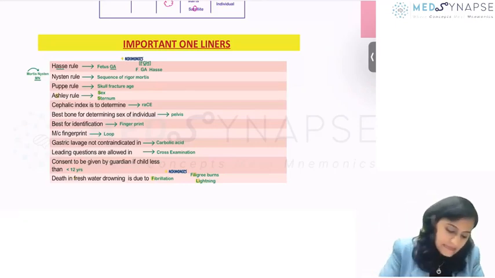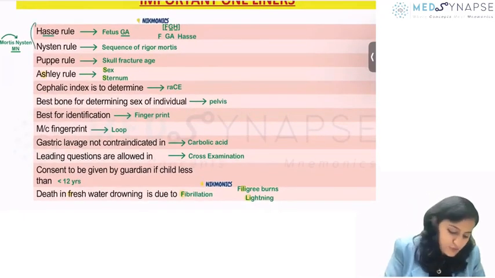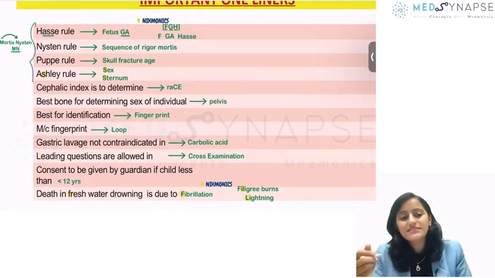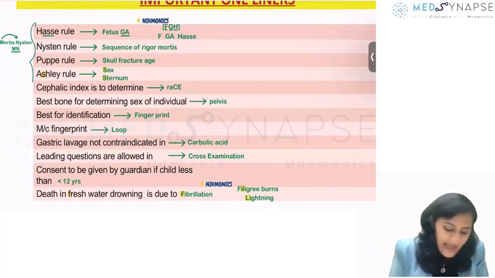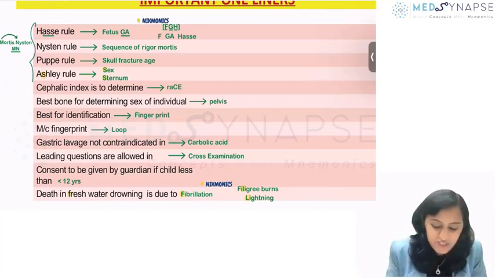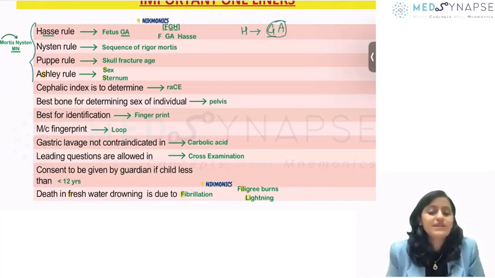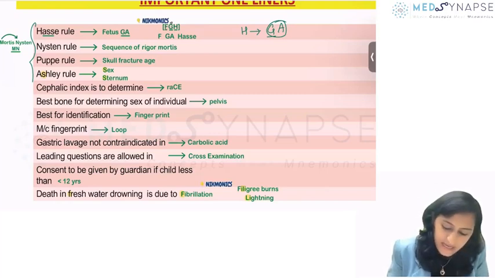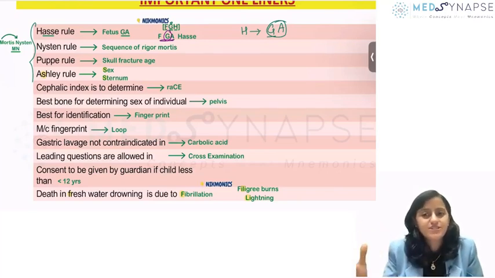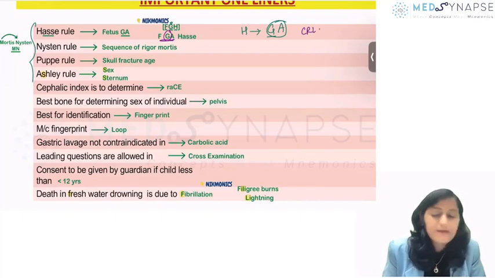Coming to this one, the important one-liners based on the previous year questions. The various rules in FMT: Hasse's rule, Nysten's rule, Pappe's rule, and Ashley's rule. Hasse's, remember it as F, G, H, alphabetically A, B, C, D, E, F, G, H. So Hasse's is G, gestational age related. This is fetus gestational age. F, G, H is Hasse's rule, right? It is square root of 5 or divided by 5 when the CRL is given.